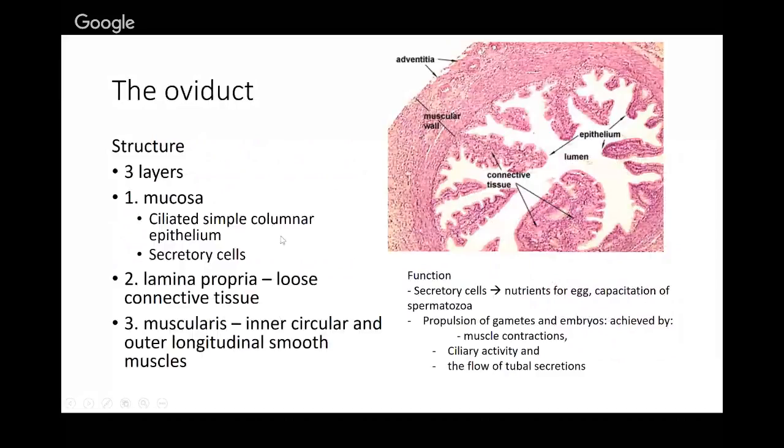Okay, so the oviducts have three layers. The mucosal one, it has secretory cells, and these secretory cells are important for nutrients for the egg, as well as participate in the capacitation of spermatozoa. The muscularis muscle around here is also important because it works for propulsion of the gametes and the embryos. So you gotta propel it along by muscle contraction in order to get it down from the duct into the lining of the uterus.